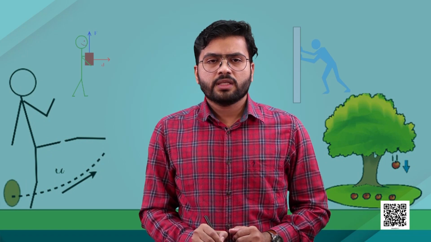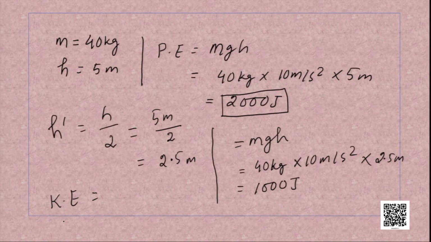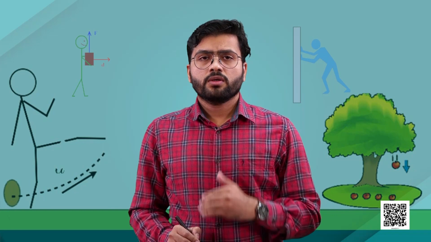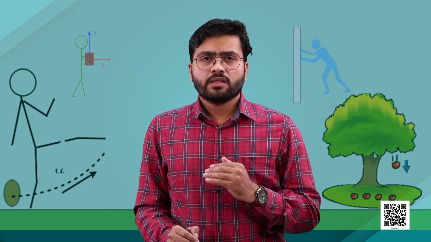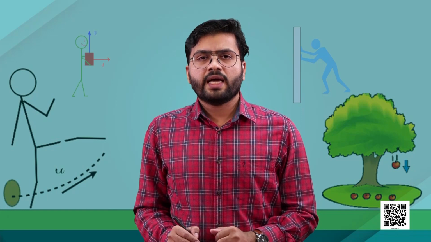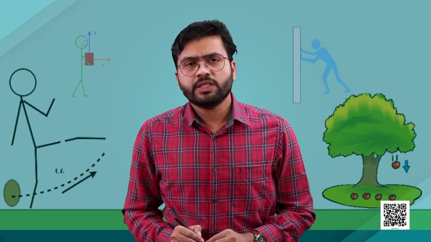Now in order to find out the kinetic energy, we will take the difference of the potential energy. The decrease in the potential energy will get reflected in terms of the kinetic energy. So here the difference will give us the kinetic energy. So we will write KE is equal to 2000 joule minus 1000 joule, which is nothing but 1000 joule. So here we get the answer: halfway down, the kinetic energy will be 1000 joule.